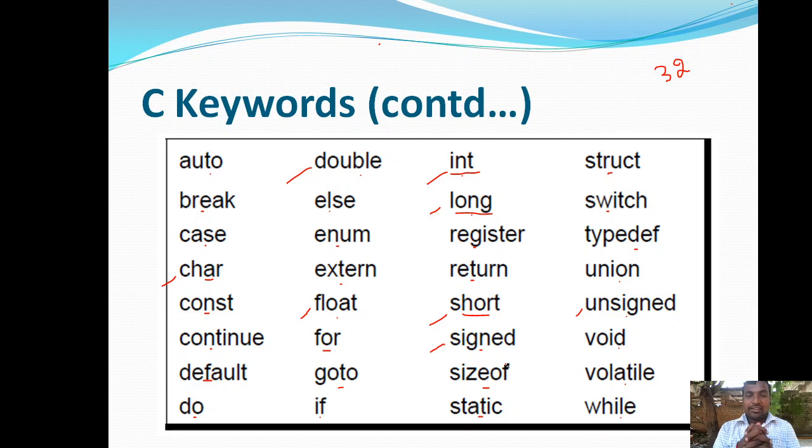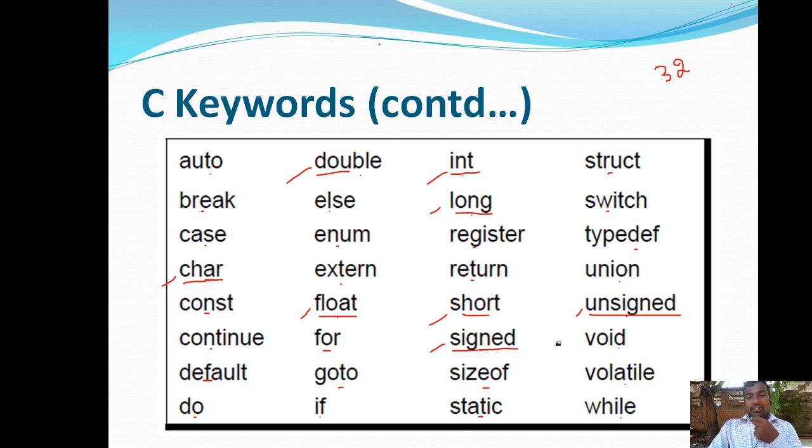Int, long int, long, and short are the keywords we use to handle integer numbers. Double and float are the keywords we use to handle fractional values, and char is the keyword we use to handle characters. And signed and unsigned keywords we generally use while handling numbers.